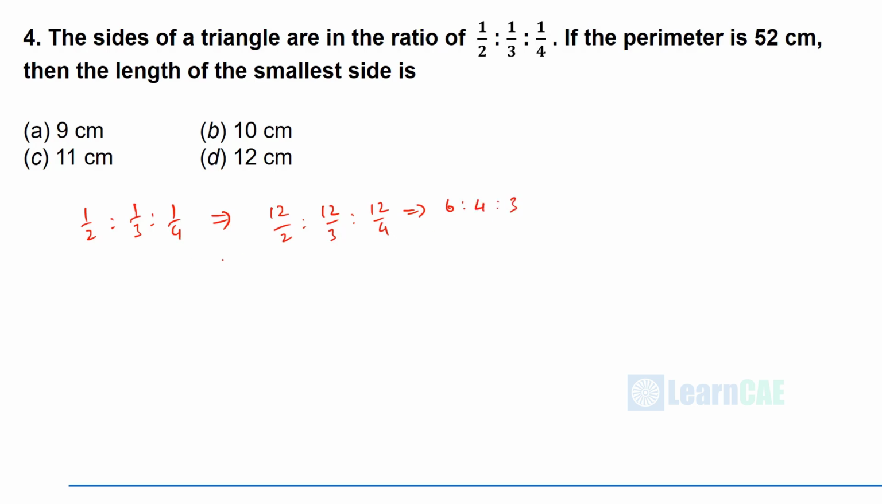So the lengths are in the ratio of 6x, 4x, 3x. So the perimeter is 52 cm. It means 6x plus 4x plus 3x is equal to 52 cm. This is equal to 13x and x will be equal to 4. They are asking the length of the smallest side. So among this, the length of the smallest side is 3x. So length is equal to 3x, which is equal to 12. The answer is D, 12 cm.